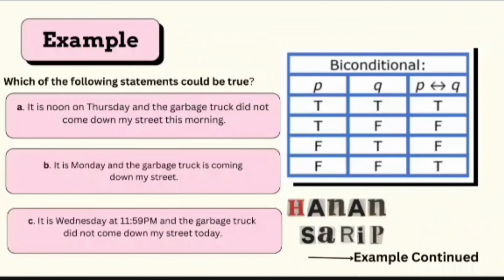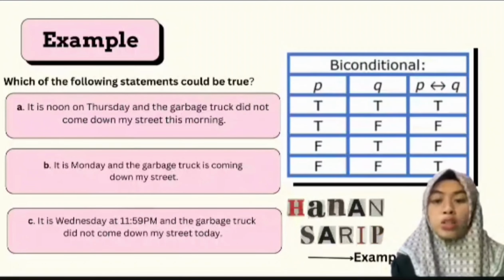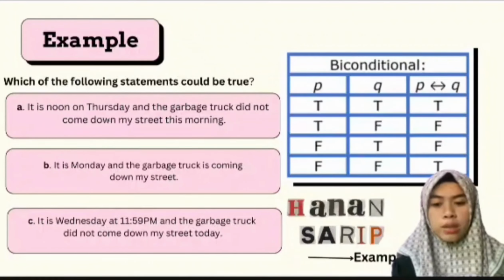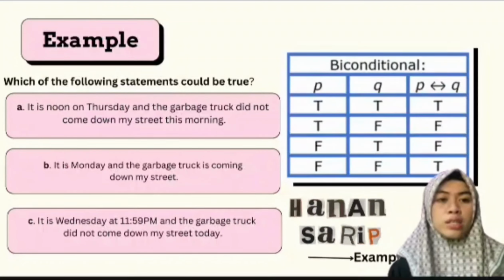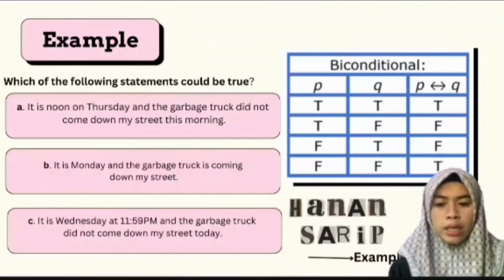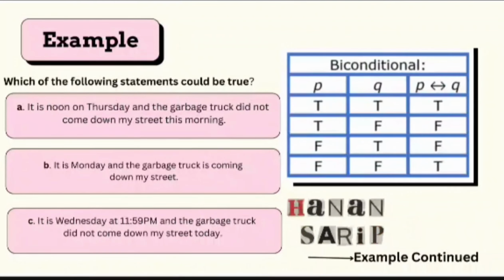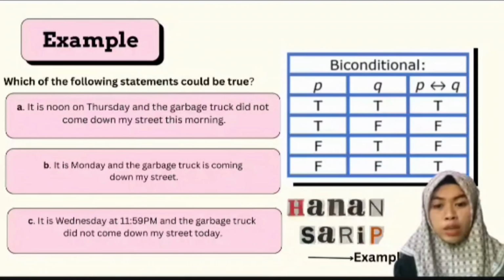Letter B, it is Monday and the garbage truck is coming down my street. Let's compare this to the general statement. It is Monday, so agad-agad na mali, di ba? The general statement says if and only if it is Thursday. So, the antecedent of letter B is false. The consequent, the garbage truck is coming down my street, will be true. So, the result will be false, kasi nga, meron nang mali sa statement na yon.